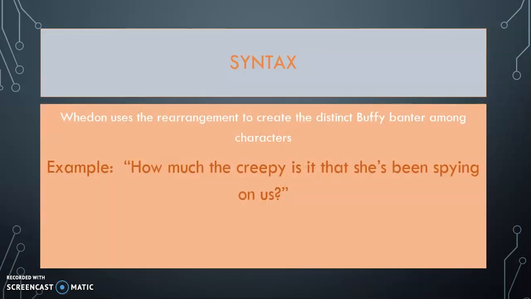Now we're going to take a quick look at the rearrangement of syntax within the show's dialogue. For example, we have the phrase, "How much the creepy is it that she's been spying on us?" Not only do we see the syntax shift here, but we also see the addition of the suffix y to creep. This unique use of syntax creates the distinctness within the Buffy banter that the show is well known for. Of course, it also proves that within the Buffyverse, even language sentence structure will always take a backseat to surviving a vampire attack.